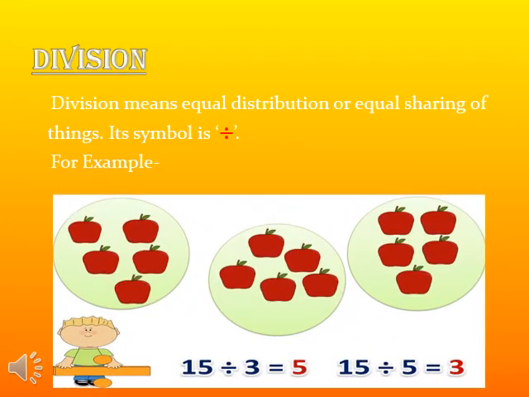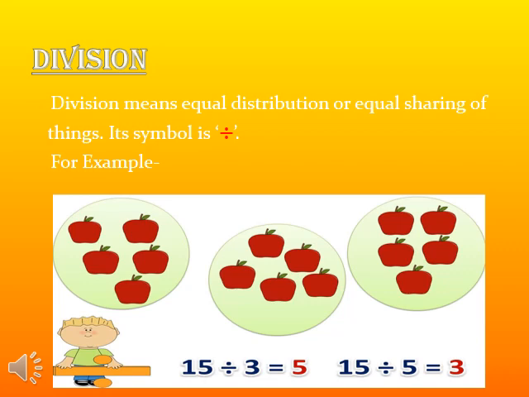Next mathematical operation is division. Division means equal distribution or equal sharing of things. To understand the topic, children, look at the picture. In the given picture, you can see there are 15 apples. And children, if we want to distribute these 15 apples into 3 groups, then each group will have 5 apples.